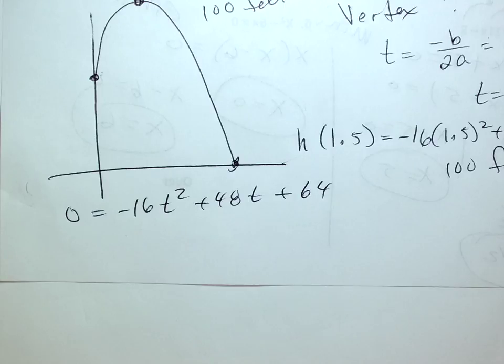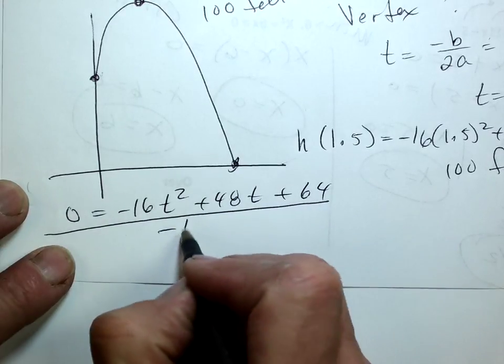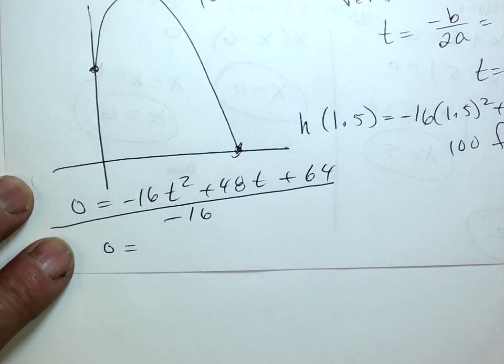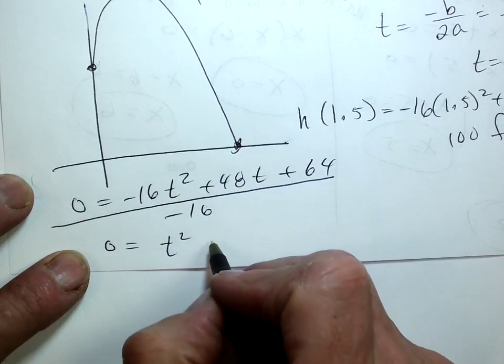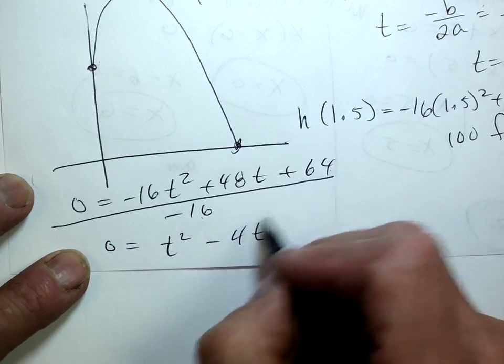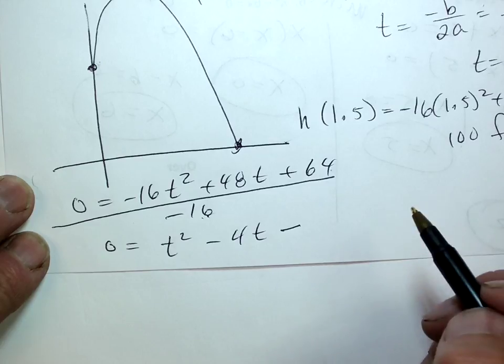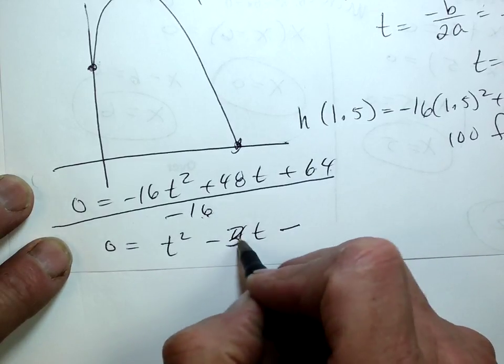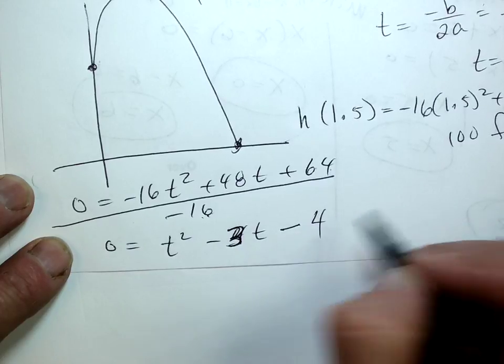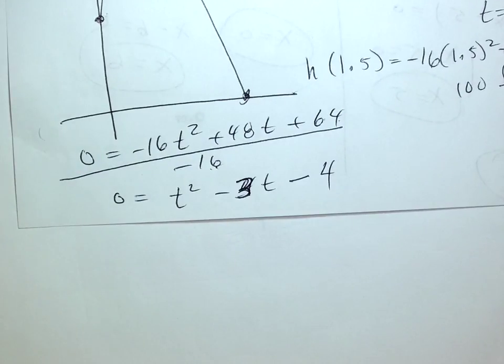Now I have to factor that, but maybe there's an easier way. What I recognize is that I could divide by negative 16. Can I divide all of those by negative 16? If I divide everything by negative 16, I'd have 0 equals 1t squared minus 3t minus 4. Can you factor that? Yes, we can.